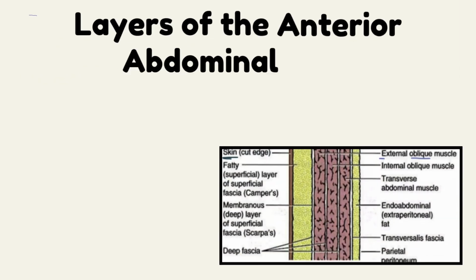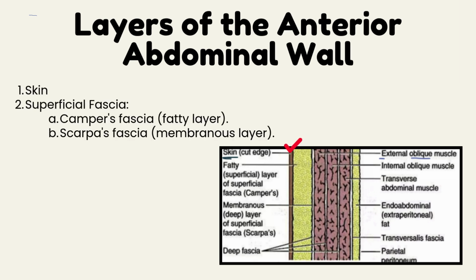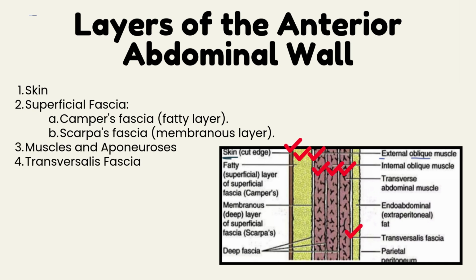The anterior abdominal wall consists of the following 6 layers, arranged from superficial to deep: skin; superficial fascia, which is made up of Camper's fascia and Scarpa's fascia; muscles and aponeuroses; transversalis fascia; extraperitoneal fat; and parietal peritoneum.